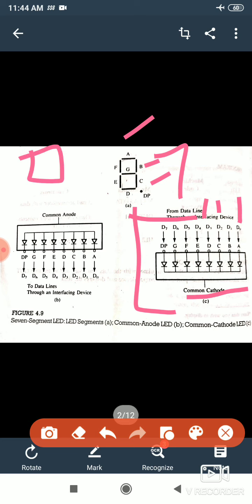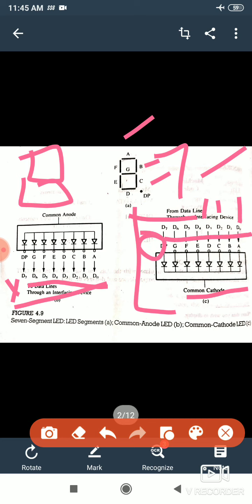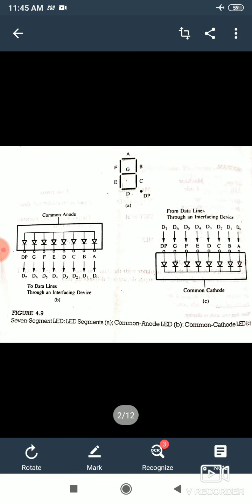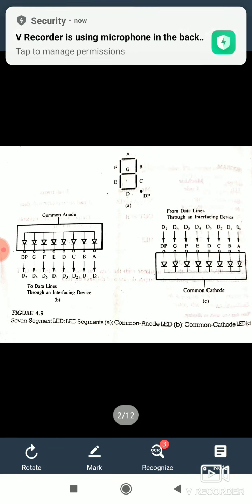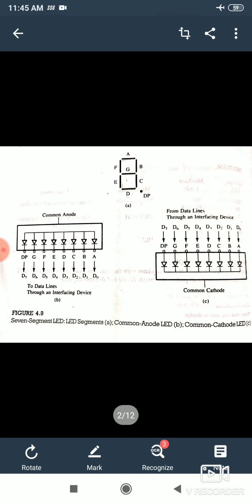Similarly, for displaying 8, for example, in common anode all of A to G should be 0, and the decimal point would be taken as don't care. If 8 is displayed in common cathode, all should be 1 except the decimal point, which should be don't care. I hope common anode and common cathode are now clear to you.